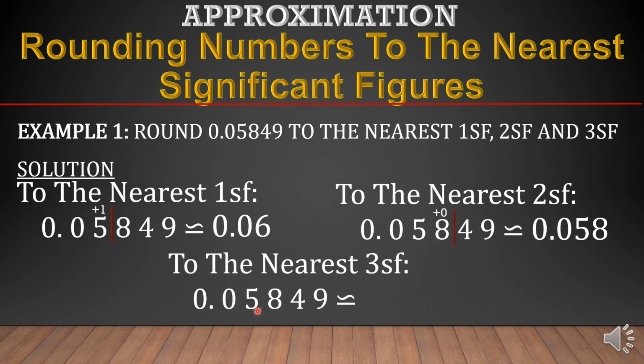The third SF now. 5 is my first, 8 second, 4 is my third. My line right after the third, I'll be rounding up because I have 9. So I'll add plus 1 to the required position. My answer is 0.0585. Yeah, so that's example 1. Very simple. Just follow the golden rule and the basic steps for approximation and you have no problem.